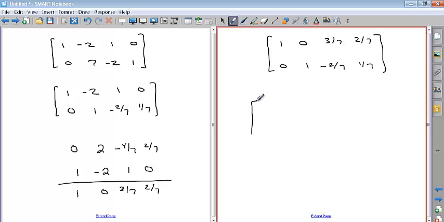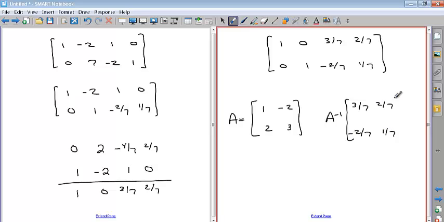So if I say that the matrix A is the original matrix, which was 1, -2, 2, 3, that's A, then A inverse is equal to 3/7, 2/7, -2/7, 1/7.